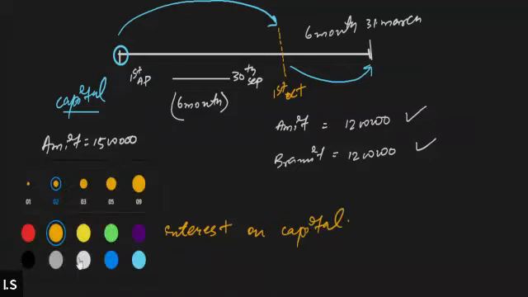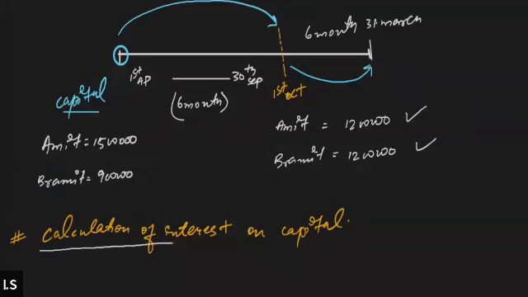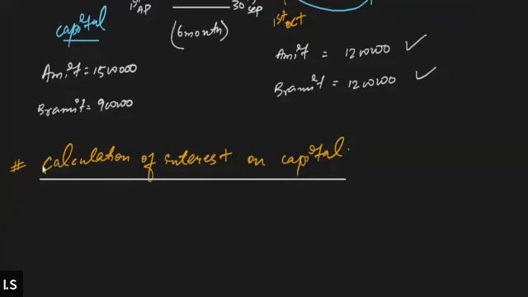Calculation of interest on capital. First of all, we will calculate the interest on capital for Amit. For Amit, firstly, we will calculate interest on capital on 15 lakh at 8% per annum, right? But the interest will be charged for how many periods? For the period of only 6 months, 8% for a 6 month period.